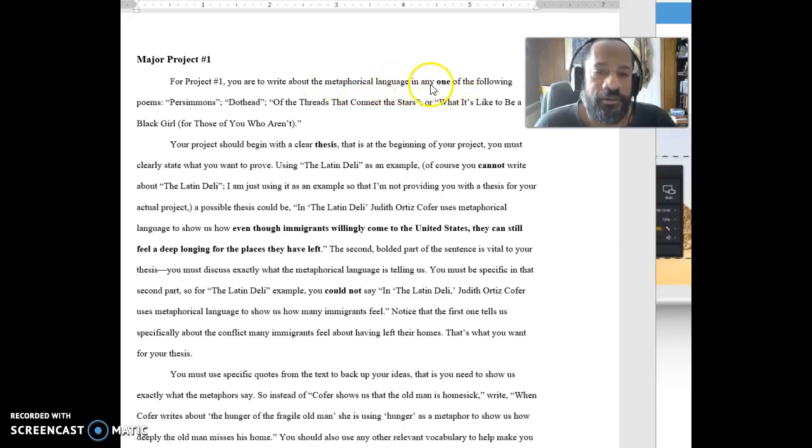So what I say here for major project number one, you are to write about the metaphorical language in any one of the following poems, right? So you've got one of the following poems: Persimmons, Dothead, of the threads that connect the stars, or What It's Like to Be a Black Girl. So again, you choose one of those poems. You cannot do a comparison. You cannot talk about two. You are only going to talk about one of the following poems.